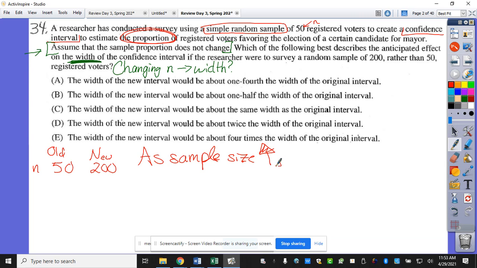So in general, the confidence interval or the, oh, what else can I call it? What's this problem asking about? Width. What's another general way?